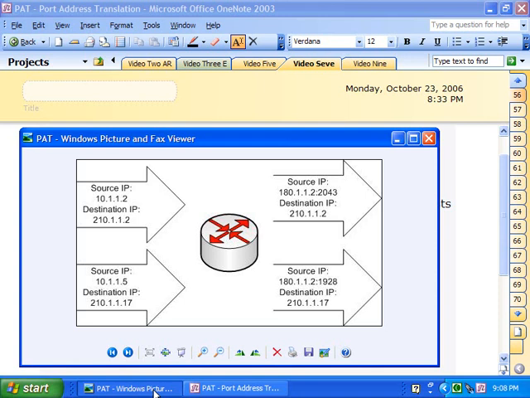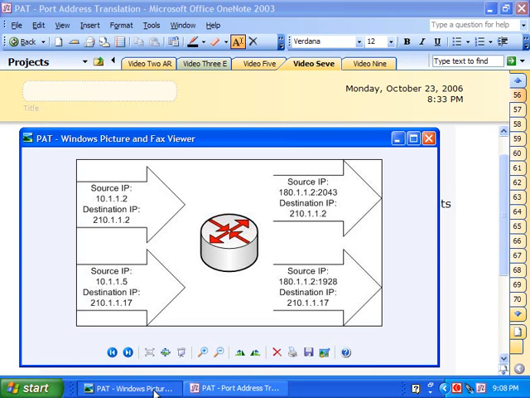Now, it's the same format as we looked at with NAT. You can see on the left-hand side that we've got packets coming from 2 different source IP addresses, 10.112 and 10.115, and they're sending packets to 2 different destinations, 210.112 and 210.117. Again, this router already is using the IP address 180.112 as the address on the serial interface on this router. That's the interface the packets will be leaving the router on to reach the internet.